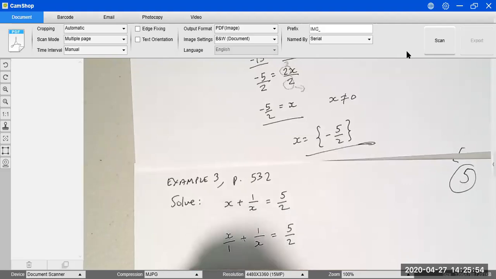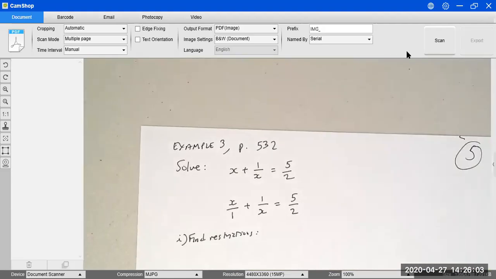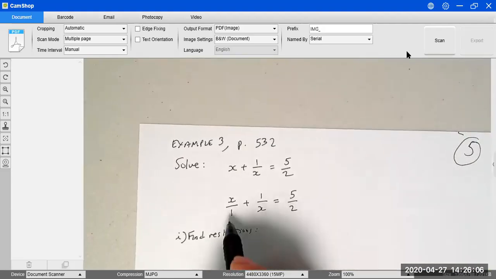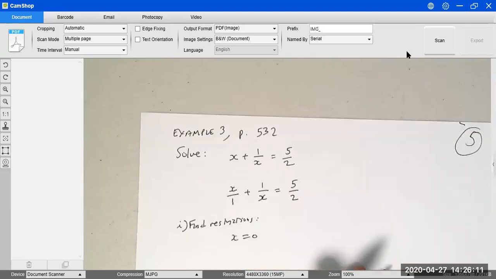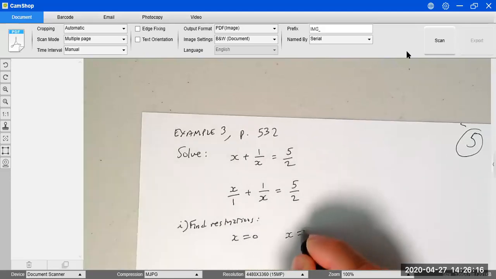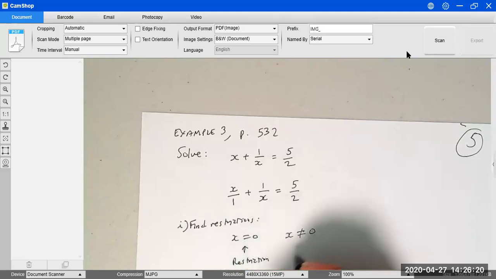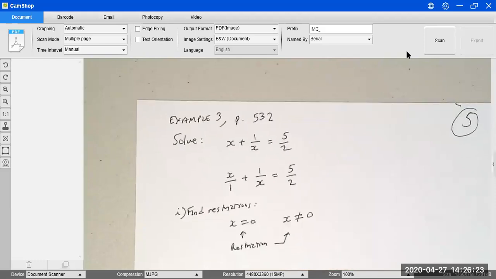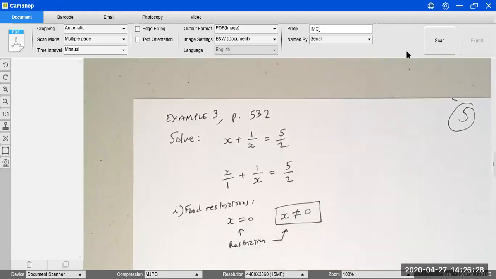Then we're going to find restrictions by equating all variable denominators to 0. So this is not a variable. I only have this variable here, x equals 0. Then I solve this, and this is the only solution. So that means that this is the restriction. And the restriction should be written in this way: x shouldn't be equal to 0.